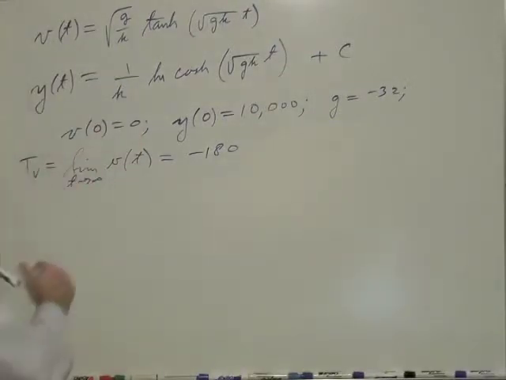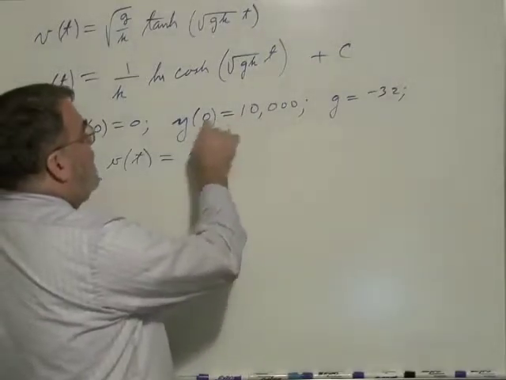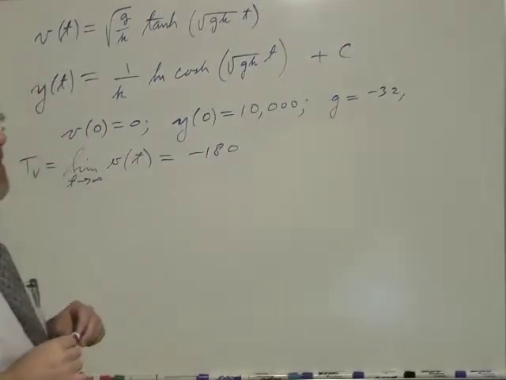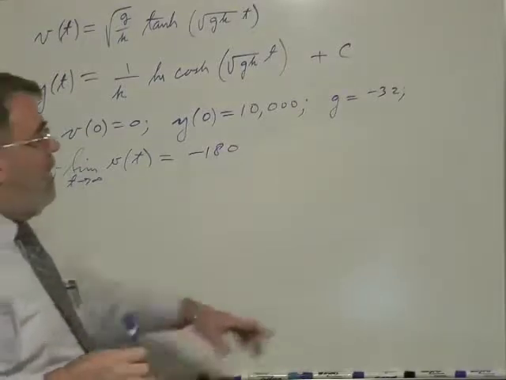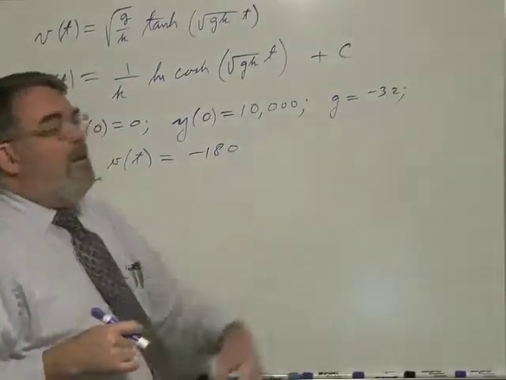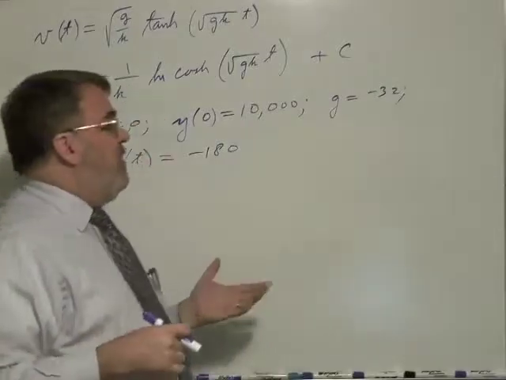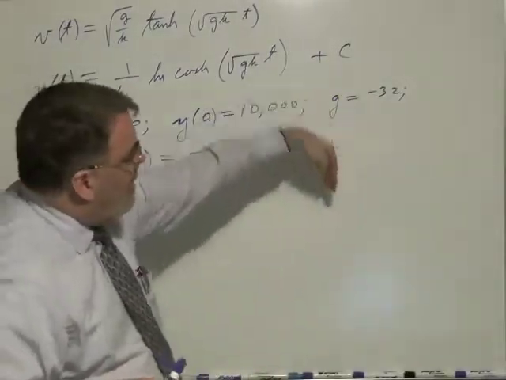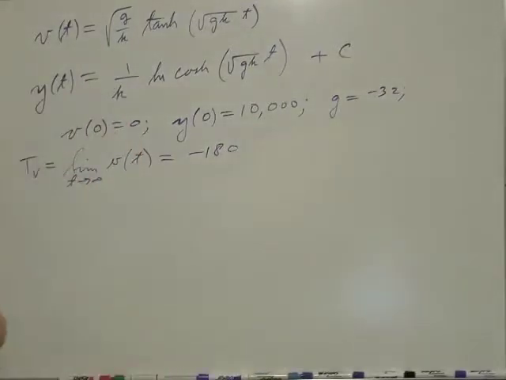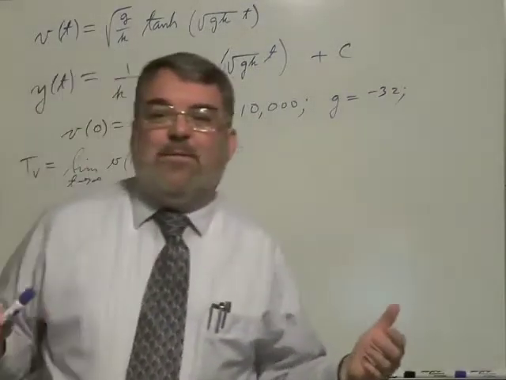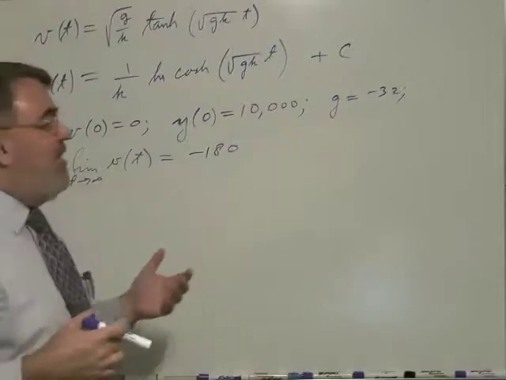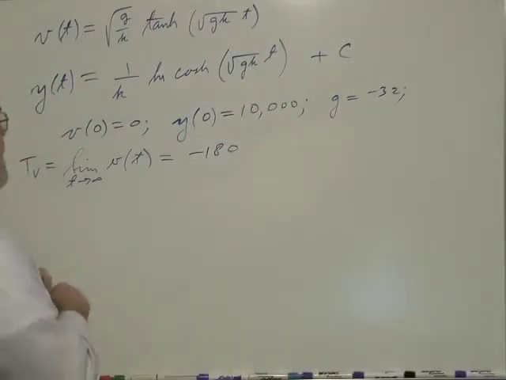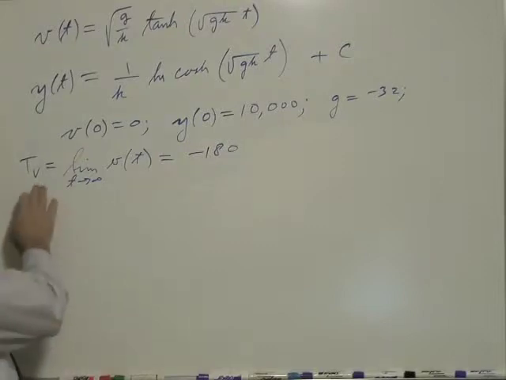We've already used this one, that the initial velocity was 0. And then the initial altitude is 10,000 feet. And then furthermore, our gravitational constant, g, is minus 32 feet per second squared. And it's negative because the orientation is downward. And then the other assumption we made before was that the terminal velocity for a human would be about 180 feet per second.